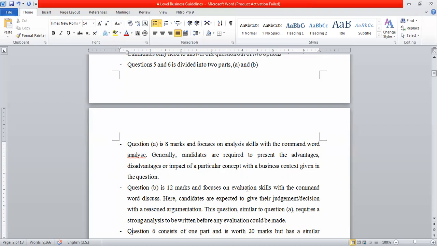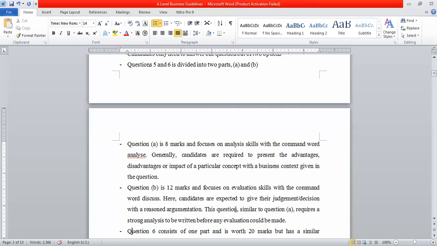The command word or the instruction of the question usually is mentioned as discuss. Here we are expected to give our judgment or decision. We are asked to give our opinion or judgment or a decision based on the available alternative. So based on the available alternative, we are asked to make a decision, but make sure we have reasoned argumentation. This question is similar to question A, which requires a strong analysis to be written before any evaluation can be made. So before any evaluation can be made, we should have a strong analysis.